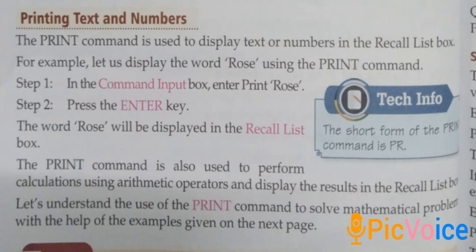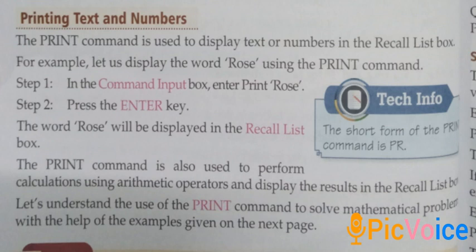Printing text and numbers. The print command is used to display text or numbers in the recall list box. For example, let us display the word rows using the print command. Step 1. In the command input box, enter print rows. Step 2. Press the enter key. The word rows will be displayed in the recall list box.